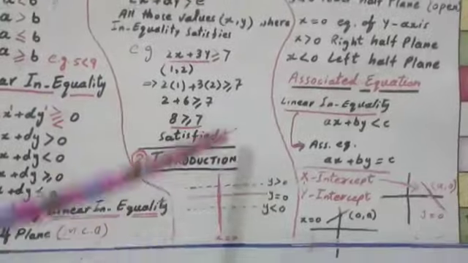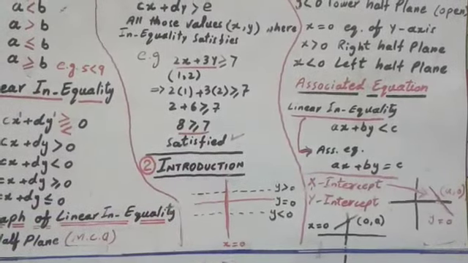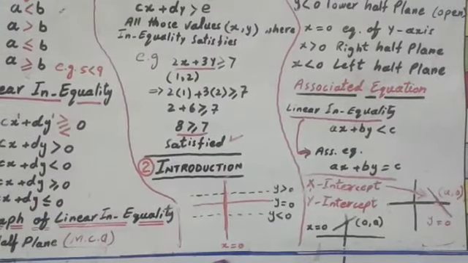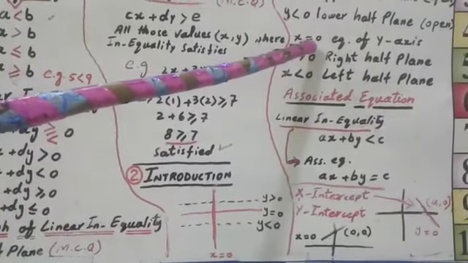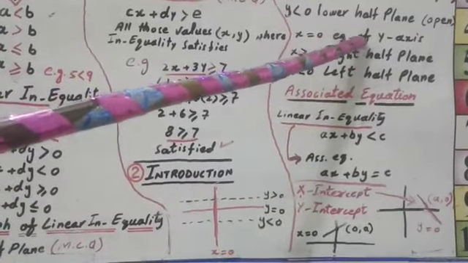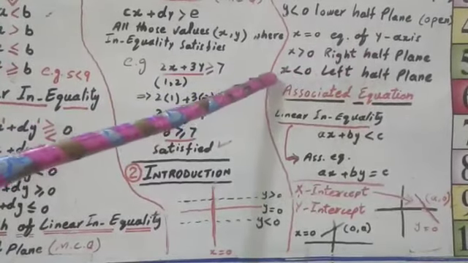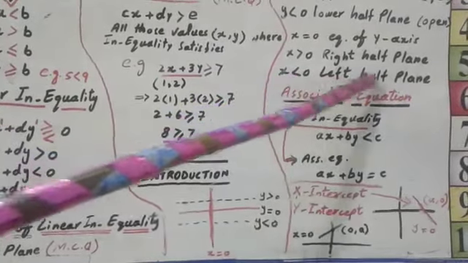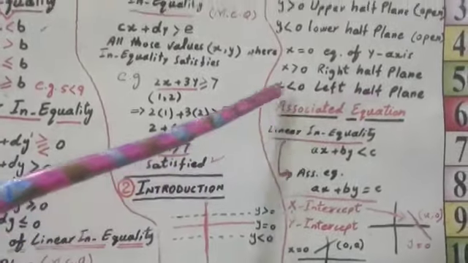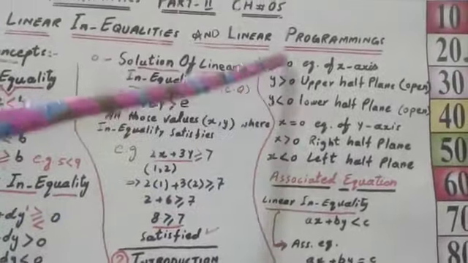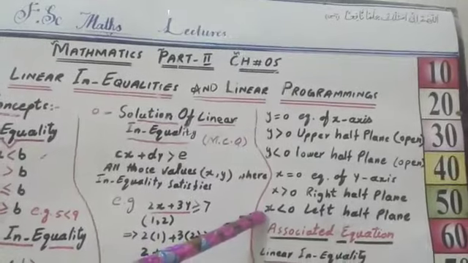Same case is along the y-axis. Along the y-axis, remember it, value of x is always 0. When value of x is equal to 0, this is known as the equation of y-axis. When x is greater than 0, this is the right half plane. When value of x is less than 0, this is the left half plane. All these concepts are important according to your MCQs.